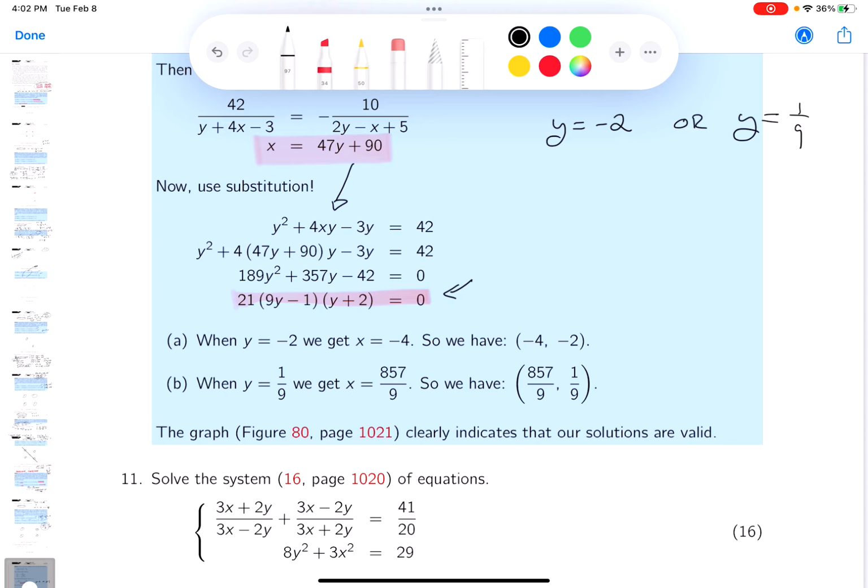Question is, what's the x? Well, I'm looking at this to get the x now. What's the x going to be? Well, let's do the minus 2 first. And minus 2 times 47 is going to be minus 94 plus 90, so x would be minus 4. So I have one ordered pair solution, minus 4, minus 2.